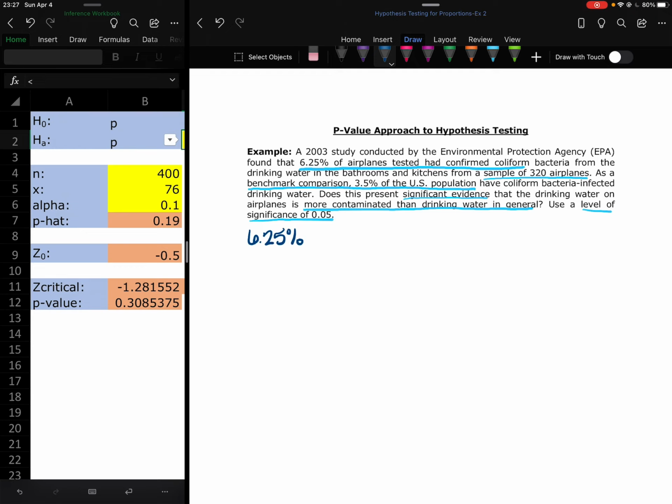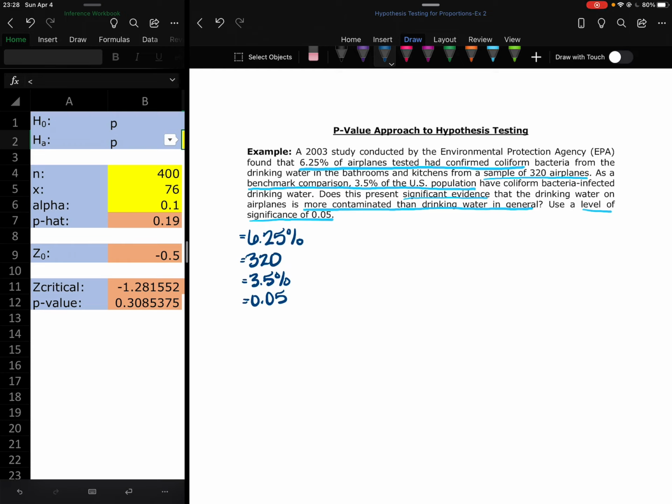Just so you know, 2003 is just telling me when the study was. I don't need to underline that because it's not actually a number that I need for this problem. 320, 3.5%, and 0.05. These are the 4 numbers that I underlined. Again, I'm going to start with the ones that I can identify more easily and work my way backwards.